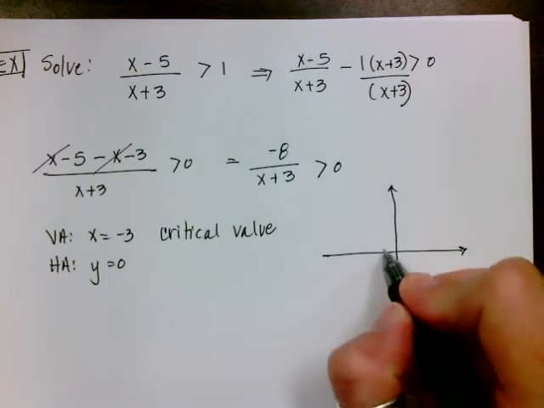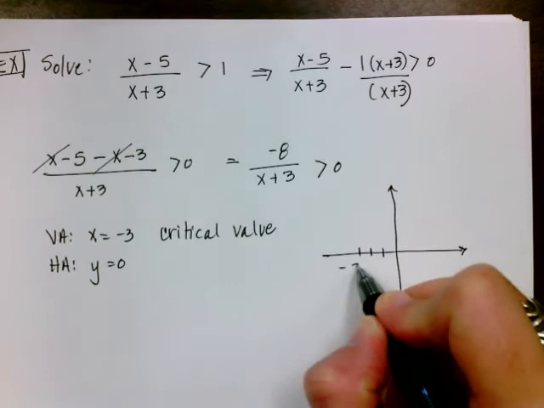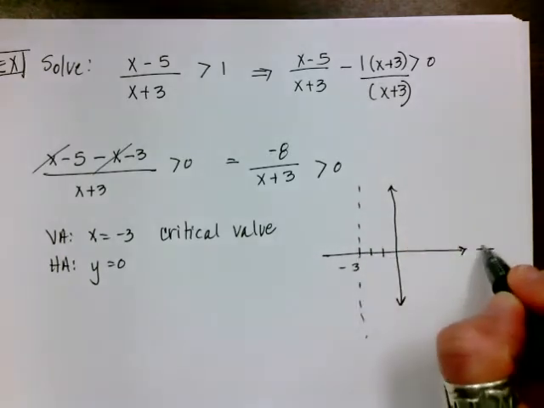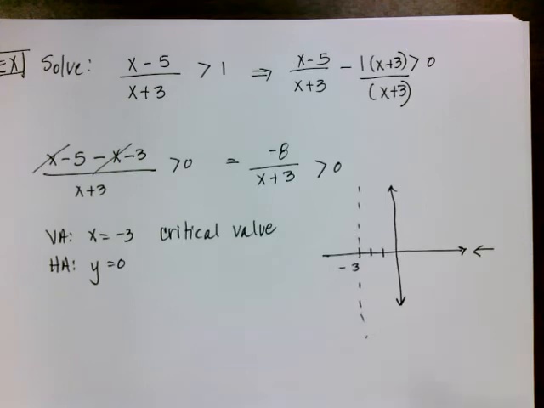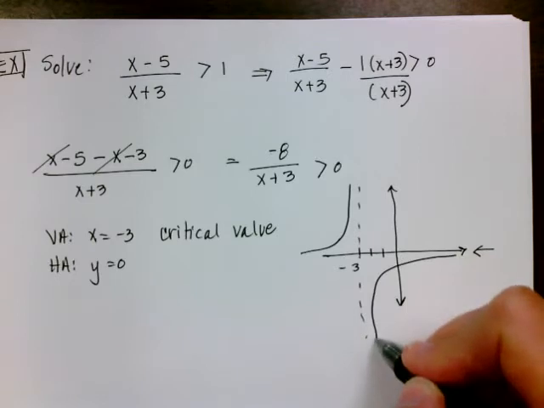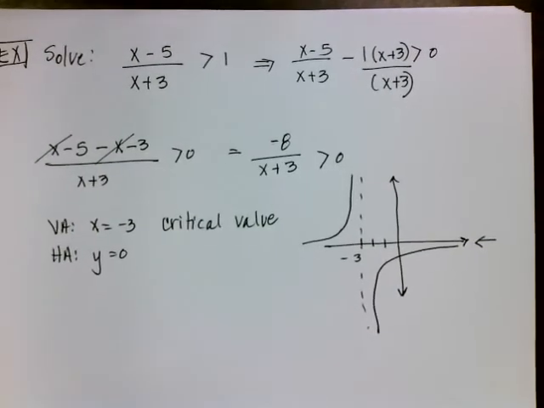Sorry, my brain and my mouth aren't working at the same speed. There's my negative 3. Here's my vertical asymptote. I have a horizontal at y is equal to 0, so my graph is going to do something like this and this. Okay? All right.